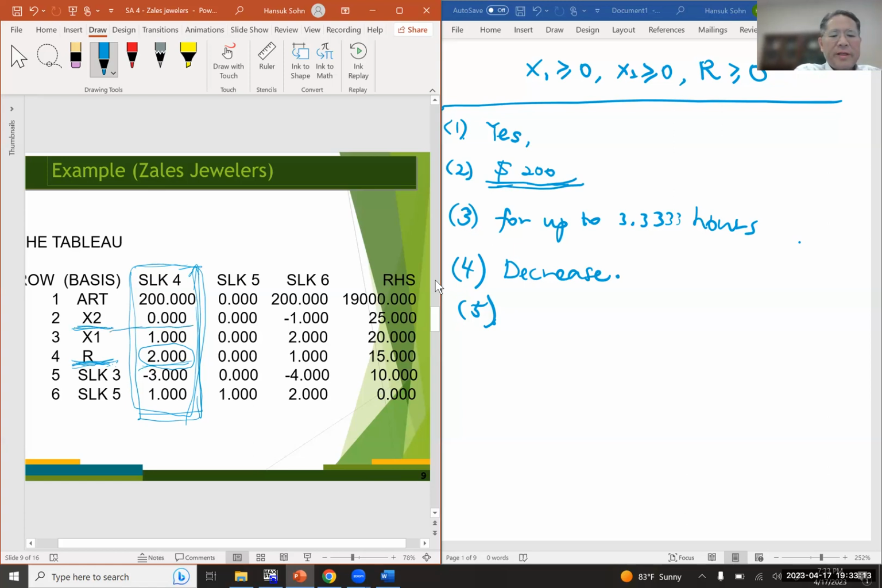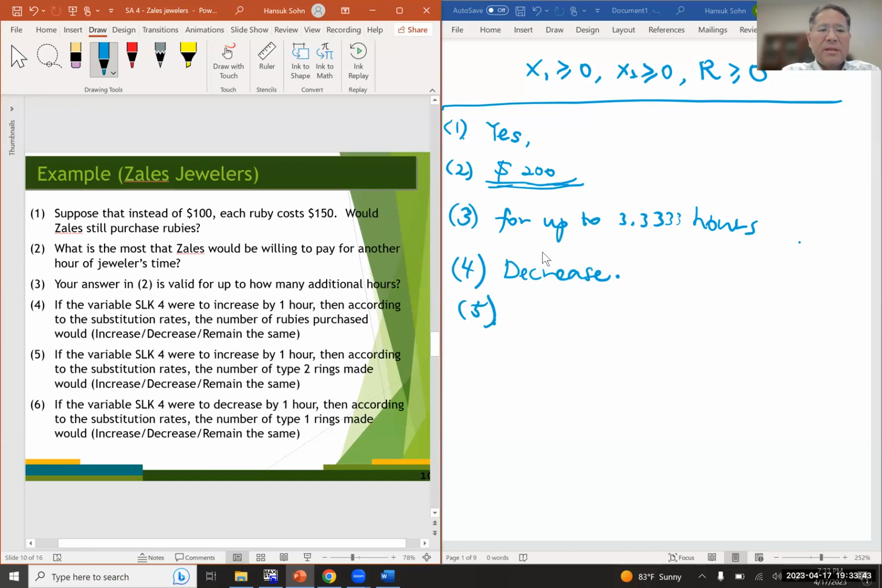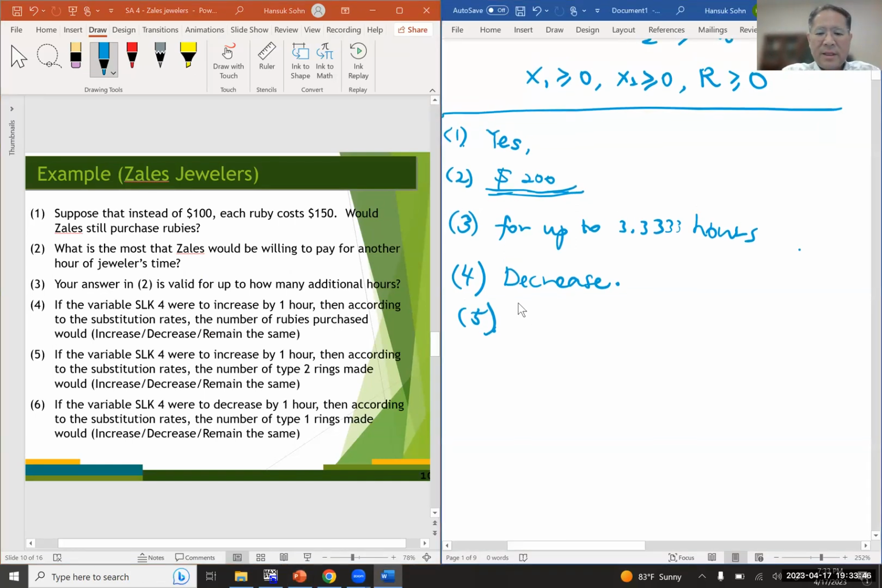So the corresponding substitution rate is 0. Okay? This means that changes in the slack variable 4 do not have any effect on the value of the decision variable x2. Okay? That is the number of type 2 rings produced. Okay? So the answer remains the same. Okay.